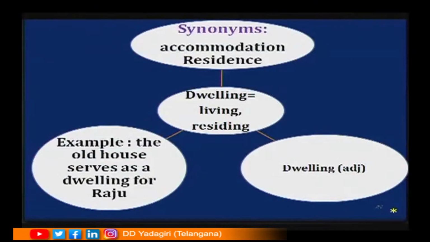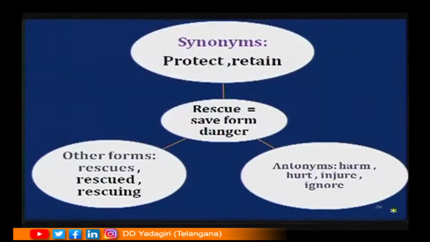Now, the first word, dwelling. It means living, residing. The synonyms are accommodation, residence, and it is an adjective. Here is an example of the sentence: The old house serves as a dwelling for Raju. The next word, rescue. It means save from danger. The synonyms are protect, retain. The antonyms of rescue are harm, hurt, injure, ignore. The other forms of the word rescue are rescues, rescued, rescuing.